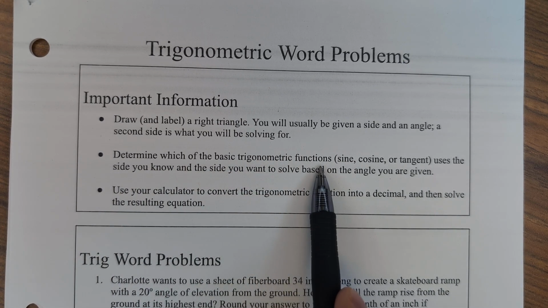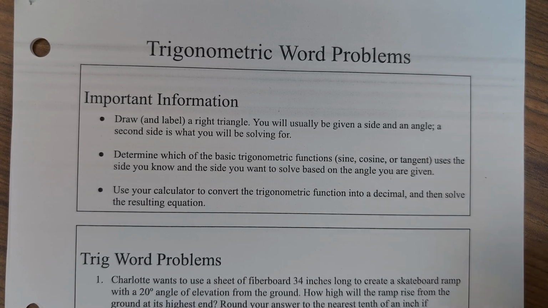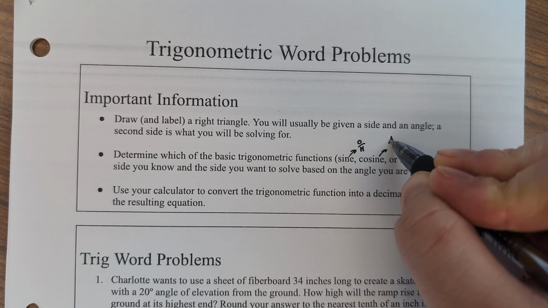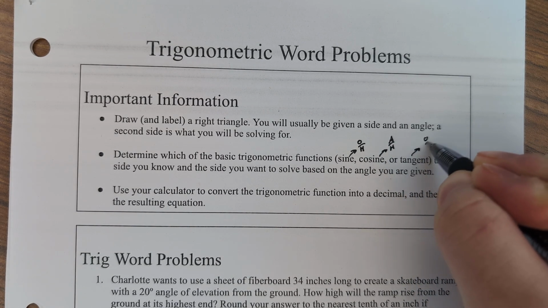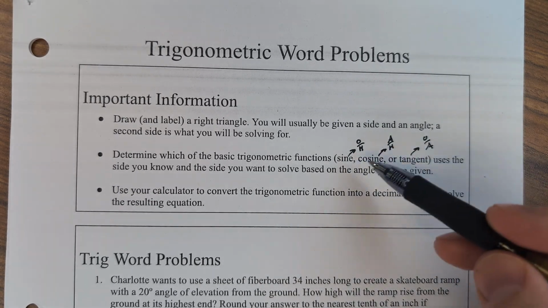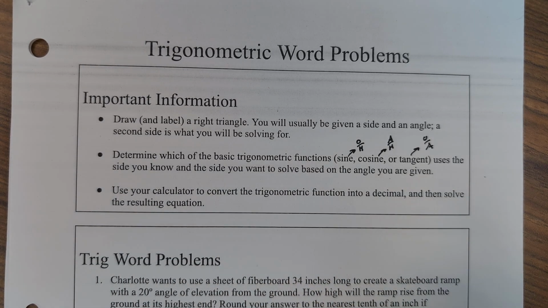Determine which of the basic trig functions, sine, cosine, or tangent, uses the side you know and the side you want to solve. So remember, sine is opposite over hypotenuse, cosine is adjacent over hypotenuse, and tangent is opposite over adjacent. So depending on which pair you have tells you which of those to use. A calculator will give a decimal, and then we solve.